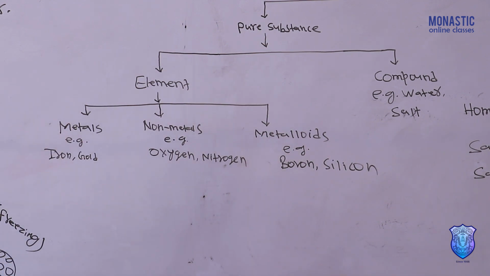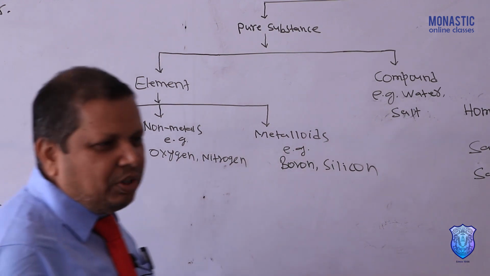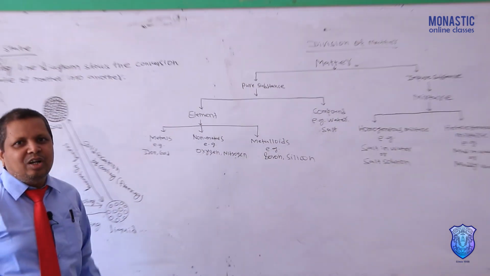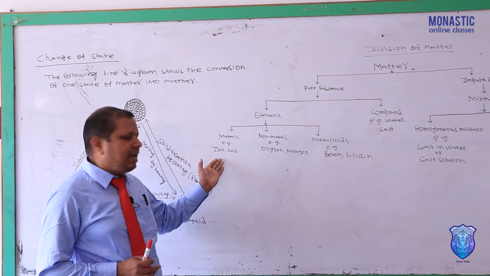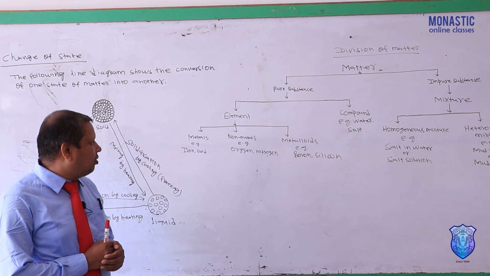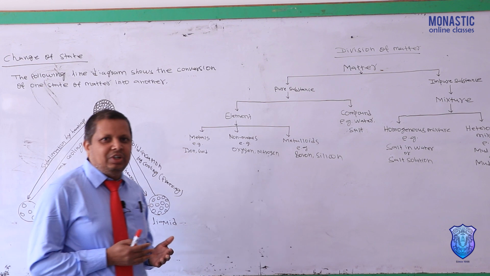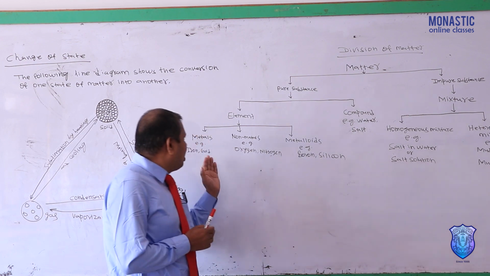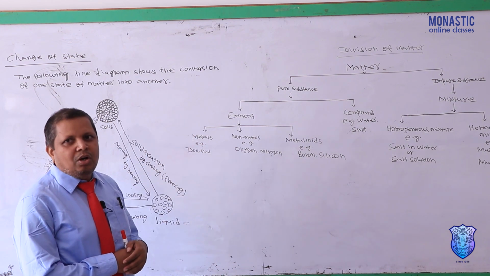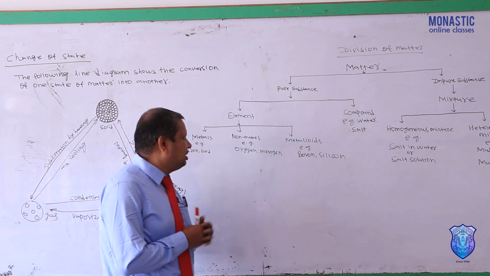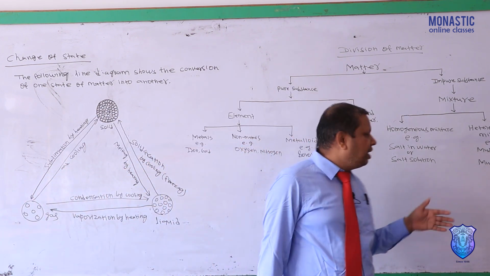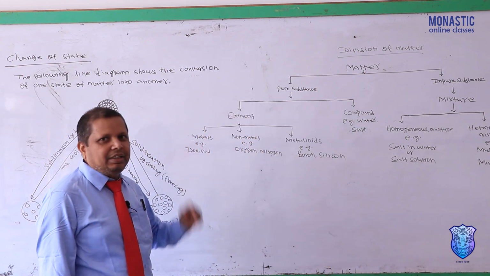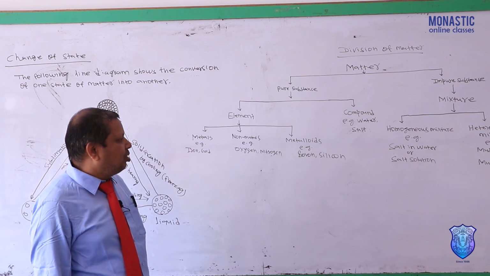What are metals? Those elements which can conduct heat and electricity are metals. For example, iron, gold, silver, copper, aluminum. And those elements which cannot conduct heat and electricity are called non-metals. Examples: oxygen, nitrogen, fluorine, etc.